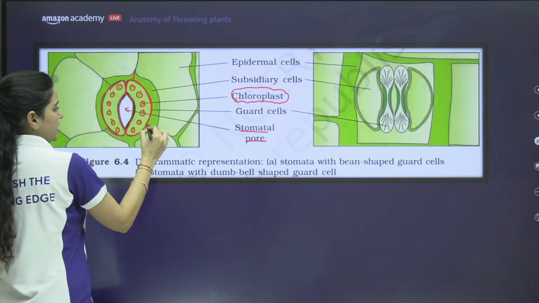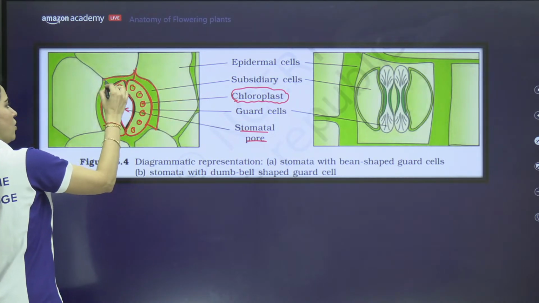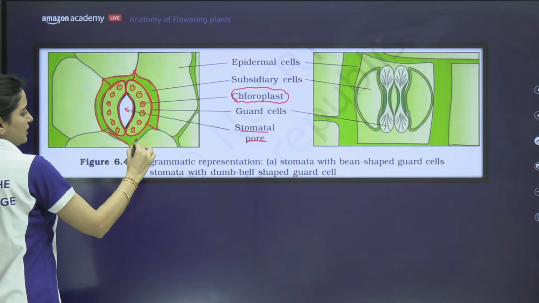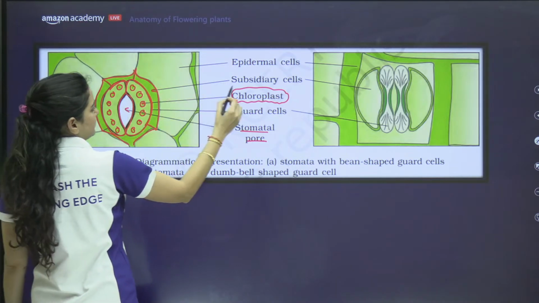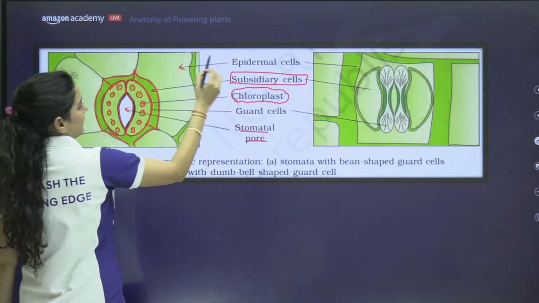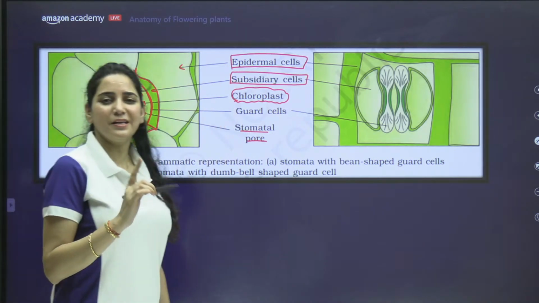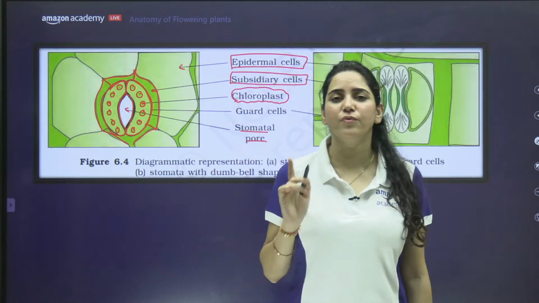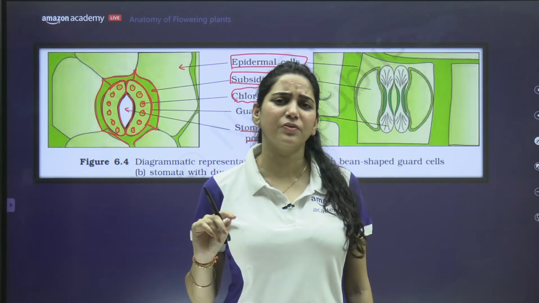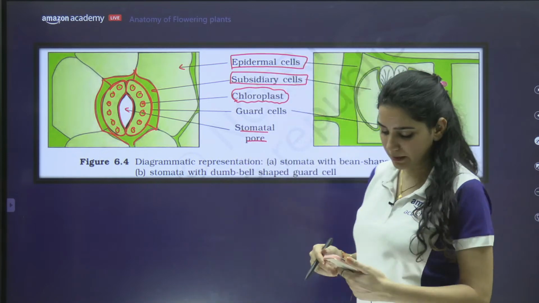And what else to tell, alongside guard cells, the neighboring cells, these cells are your subsidiary cells. These are your subsidiary cells, and outside are the epidermal cells. Remember, subsidiary cells are not the part of stomata. Stomata के अंदर subsidiary cells नहीं आएगा. Stomata के अंदर सिर्फ guard cells आती हैं. बस इतना ही, दो ही components.